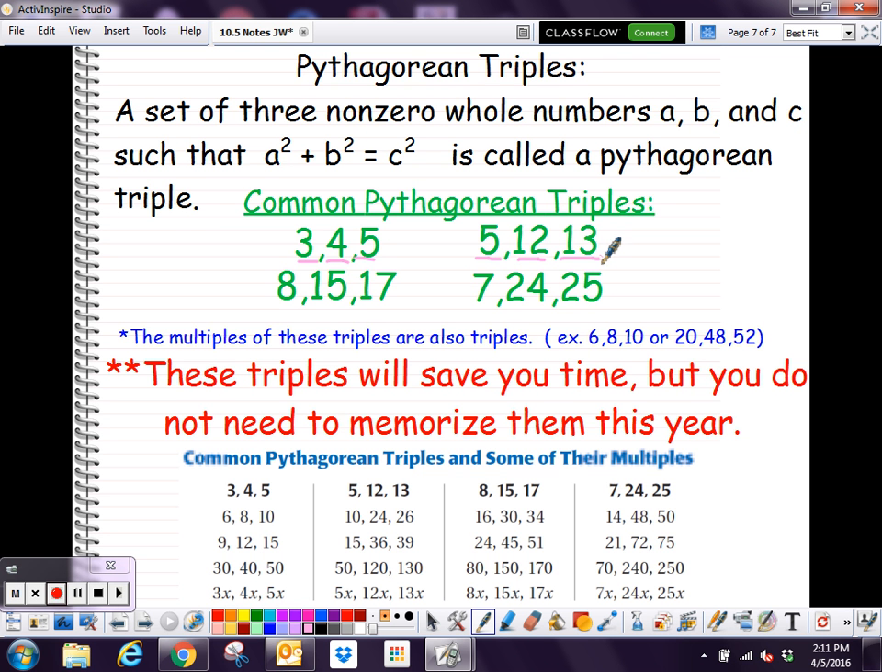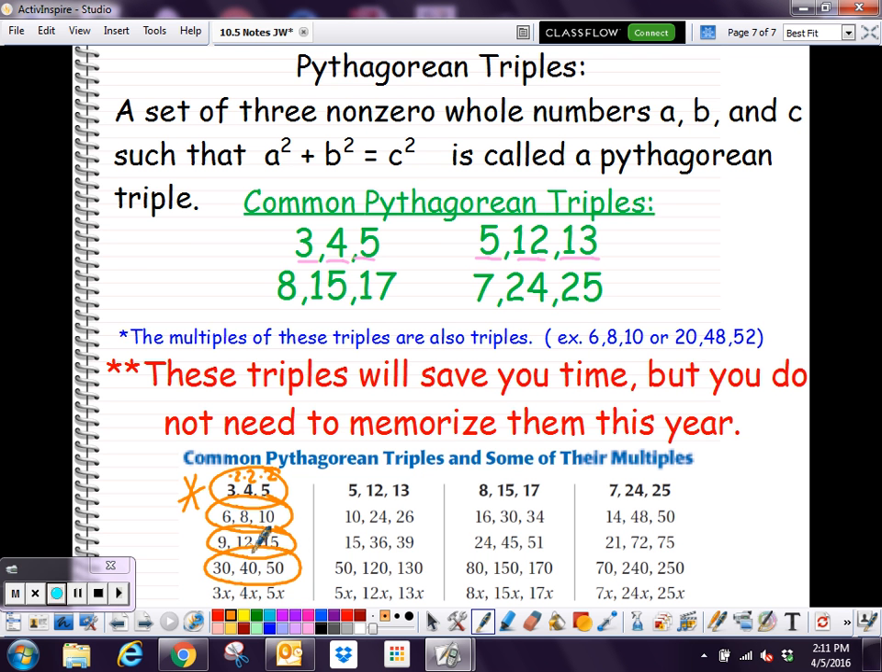Okay, now these triples, you can also use their multiples. So if you look down here at the bottom, if you look at this 3, 4, and 5, if you multiply all those numbers by 2, you get 6, 8, 10. If you multiply all those numbers by 3, you get 9, 12, 15. If you multiply all those numbers by 10, you get 30, 40, 50. So these are multiples of that same triple. So if I gave you the sides 6 and 8, you could tell me the hypotenuse is 10.